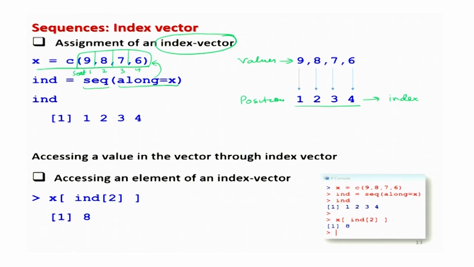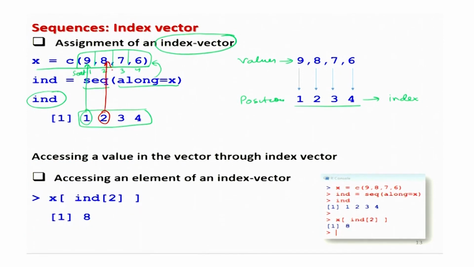So, if you see the outcome here, the outcome will be 1, 2, 3, 4. This outcome, stored in the variable ind, indicates that index number 1 corresponds to the first value in the data vector x. Index number 2 corresponds to the second value in the data vector x.